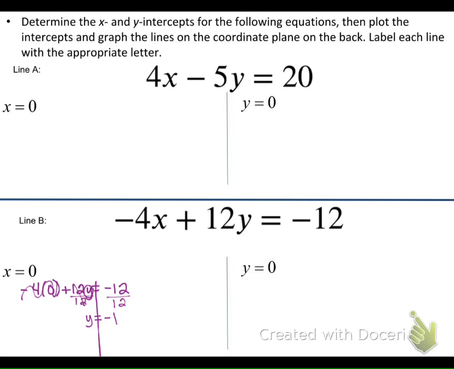Okay, set your ordered pairs. And then it's going to be 0, then negative 1. Nice job, Jaden. Box it off. Good job.